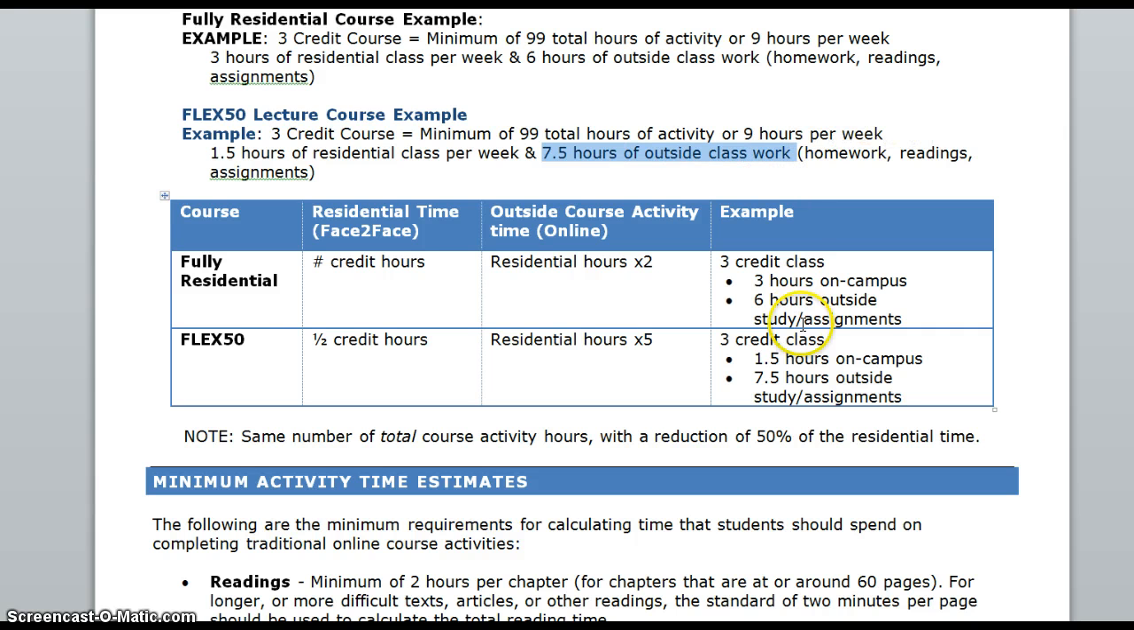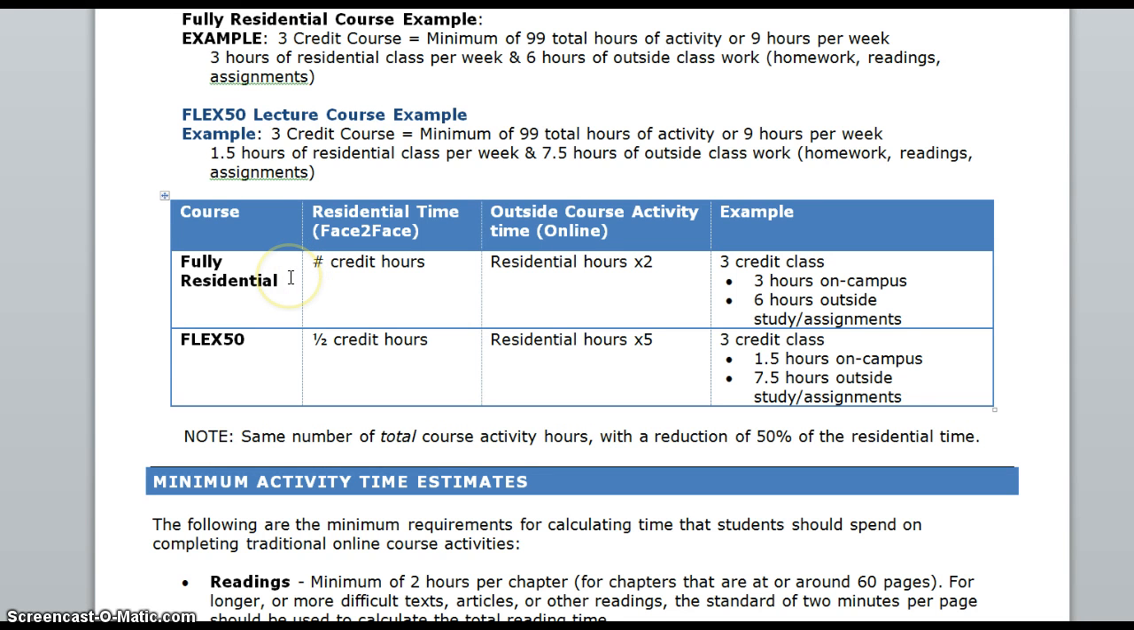What is really nice for you as a faculty member is that this includes anything that's happening outside of class. Studying, assignments, reading, reflection, and I'll give you some examples and hours that you should assign for that in just a minute. But I just wanted to give you a quick, easy way to calculate how many total activity hours you should have depending upon the course type that you have.